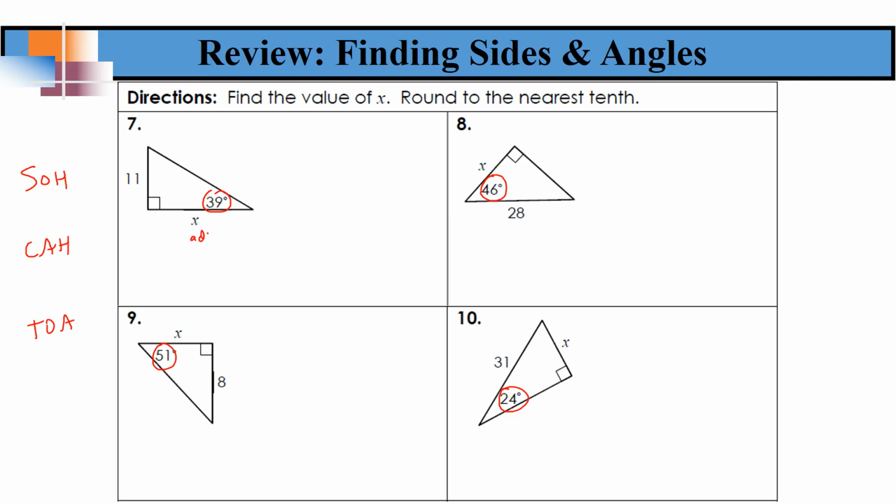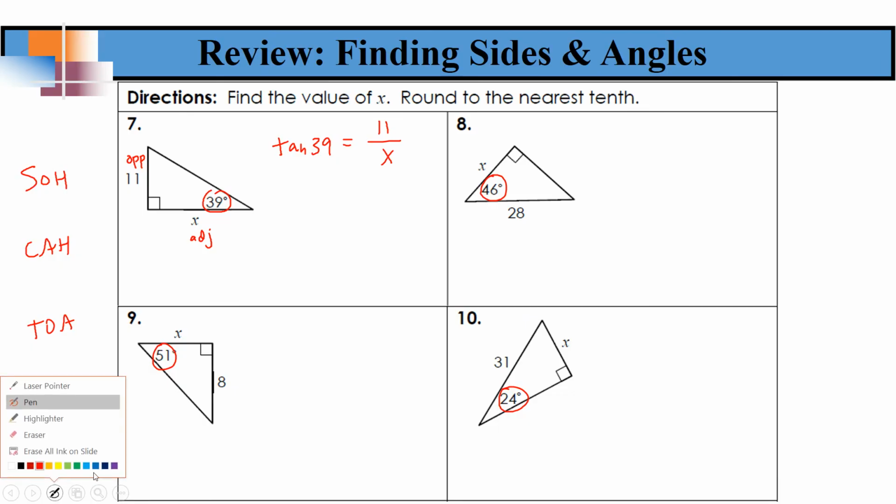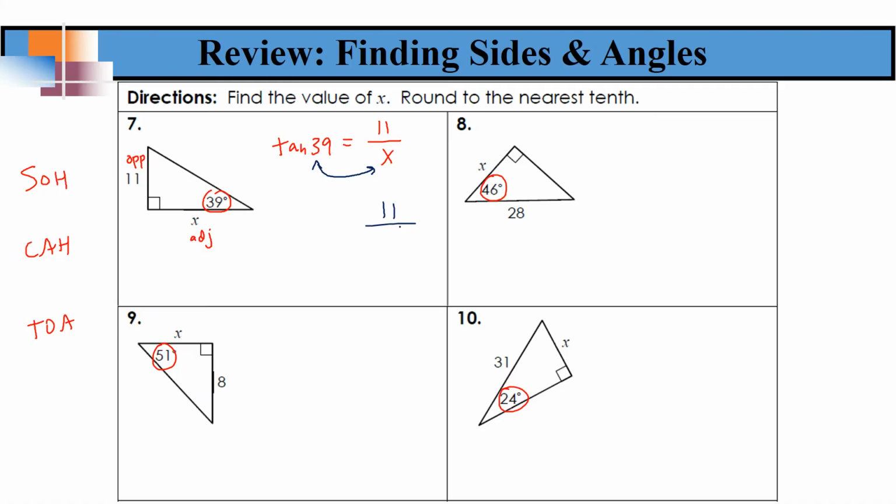In number 7, let's label the sides. Our x is our adjacent side, and 11 is our opposite. Opposite and adjacent, that means we're using tangent. We can say tangent of 39 equals the opposite side 11 over the adjacent side x. Just like we talked about before, if 11 divided by x equals tangent of 39, then I can flip-flop these expressions. I can say that 11 divided by tangent of 39 equals x.